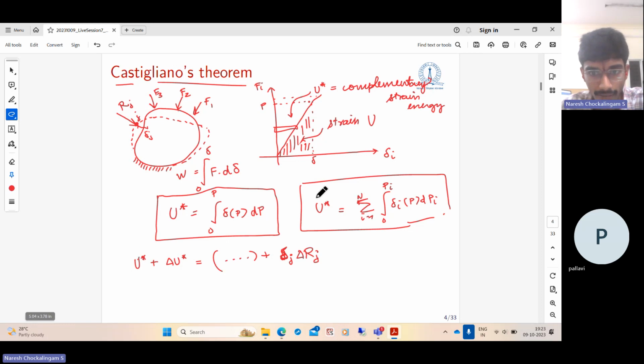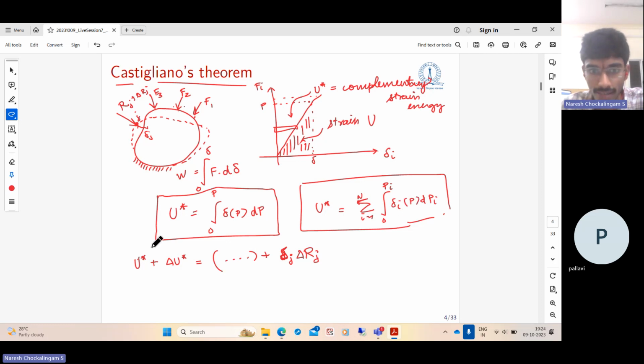So the idea is this: we have an initial complementary strain energy which is given by this expression, and among all you have this expression for the forces, and take one of the points. So these are all points 1, 2, 3, and you take one such point J, and you apply an incremental deformation to that point. So suppose you increase the displacement at that point by delta J, the corresponding force becomes Rj plus delta Rj. So what will the complementary strain energy become? It will be delta J, which is the displacement, multiplied by Rj plus delta Rj.